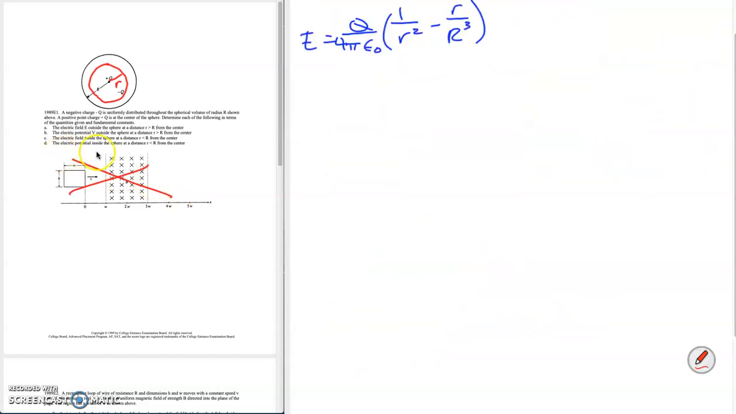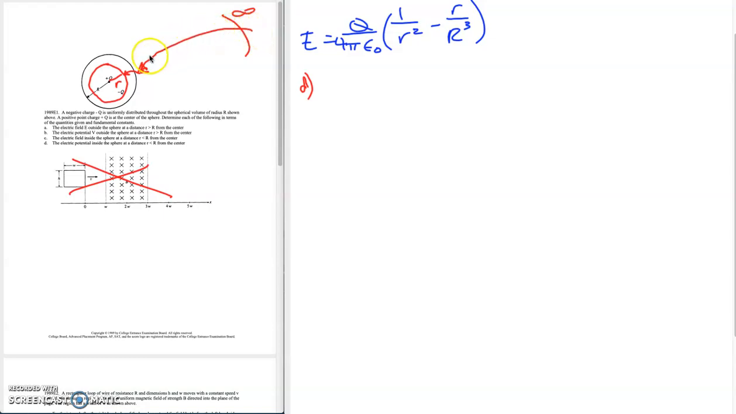Part D, the electric potential inside the sphere at that distance. Okay, now to get the electric potential inside the sphere, we're going to have to play the game that we played in class as we were discussing this. We're going to have to go a very far distance away, walk to the surface of the sphere, and then once we've gotten to the surface of the sphere, we're going to have to go into the sphere. All right, because again, the potential is more like climbing a mountain.